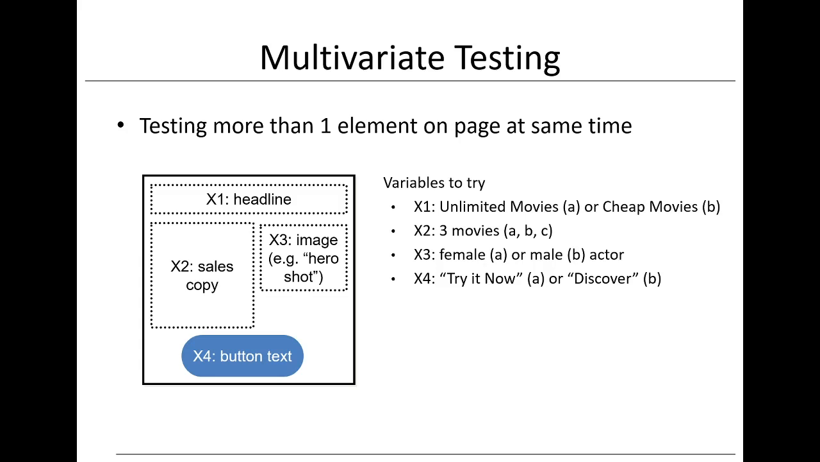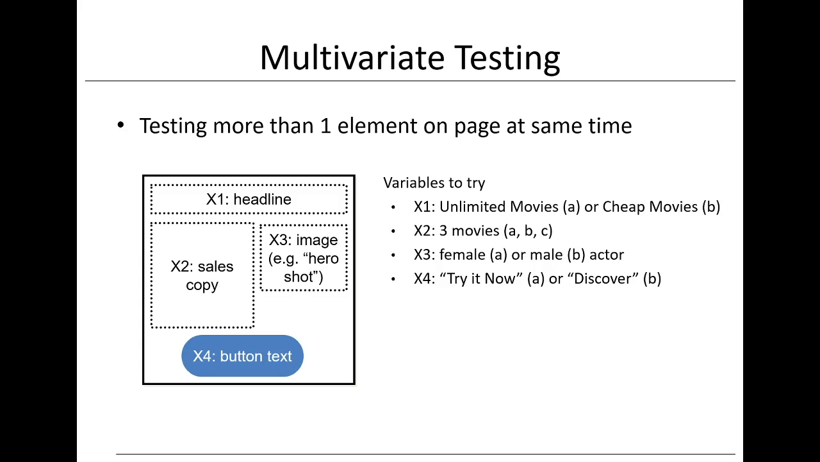Finally, the idea of multivariate testing is to test more than one element on a page at the same time. Suppose we have an online movie rental store and we need to decide on our homepage. We experiment with two choices for the headline: unlimited movies or cheap movies. This is variable x1. Variable x2 is the sales copy, and say we want to choose between three movies. Variable x3 is an image or our hero shot, and we want to choose between a male and female actor. Variable x4 is the button text, and here we choose between either try it now or discover.